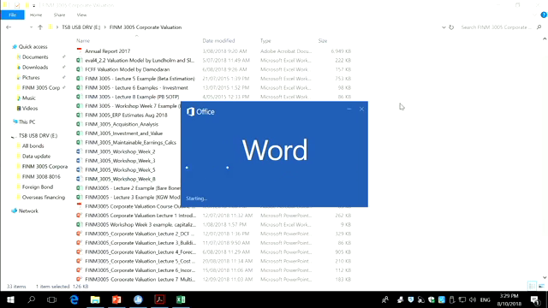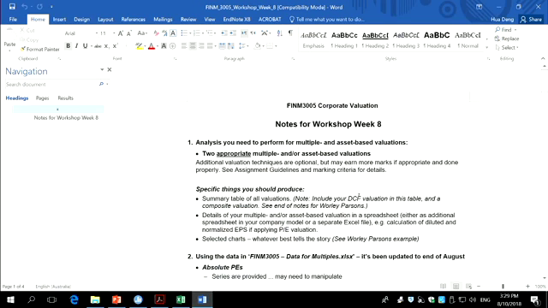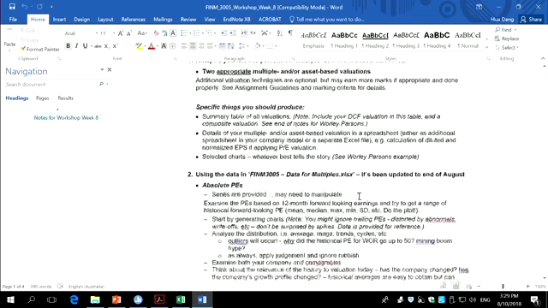On Wattle, you also have this workshop for your multiple and asset-based valuation instructions as well. So I give you quite detailed what's required. You need to run at least two additional analysis methods, whether they are from multiple or asset-based valuations. Only choose the appropriate multiple or asset-based valuations.